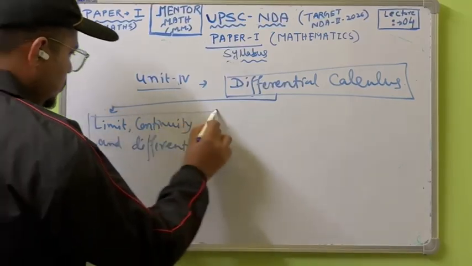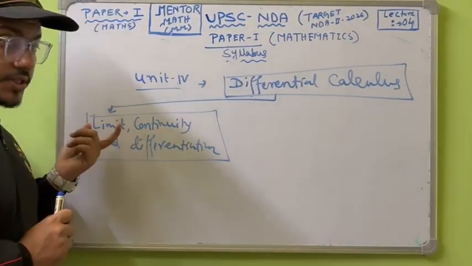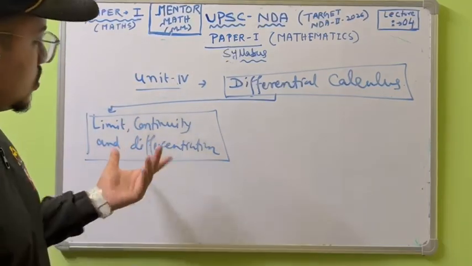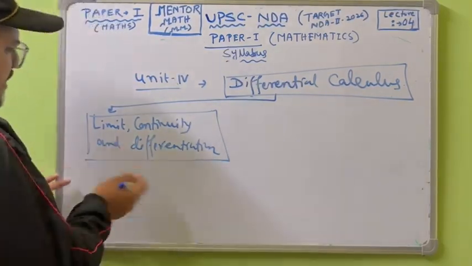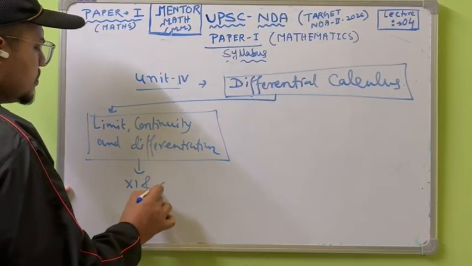That you will already study in your class 11. Some part of limit you already study in your class 11, and the differentiation, basic derivative you solved in your class 11. So basically, after that the continuity portion you will study in class 12. So 11 and 12 both contain this.